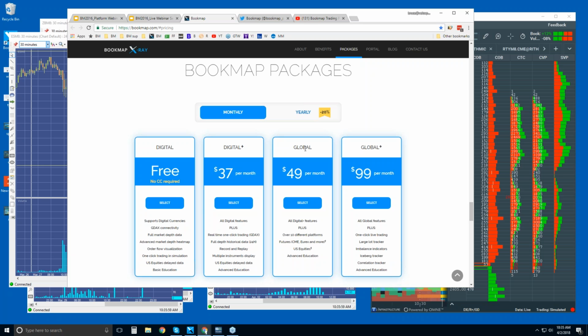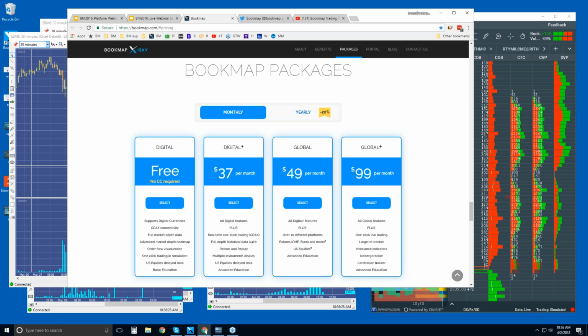The global version covers everything in digital or digital plus, but this is what you need to connect to the global markets. It offers the capability to connect to US equities as well as the futures. So this would be the version that you get. It comes with the advanced education and full support. But the Global Plus version, what you get with this is everything in Global and everything in Digital Plus.